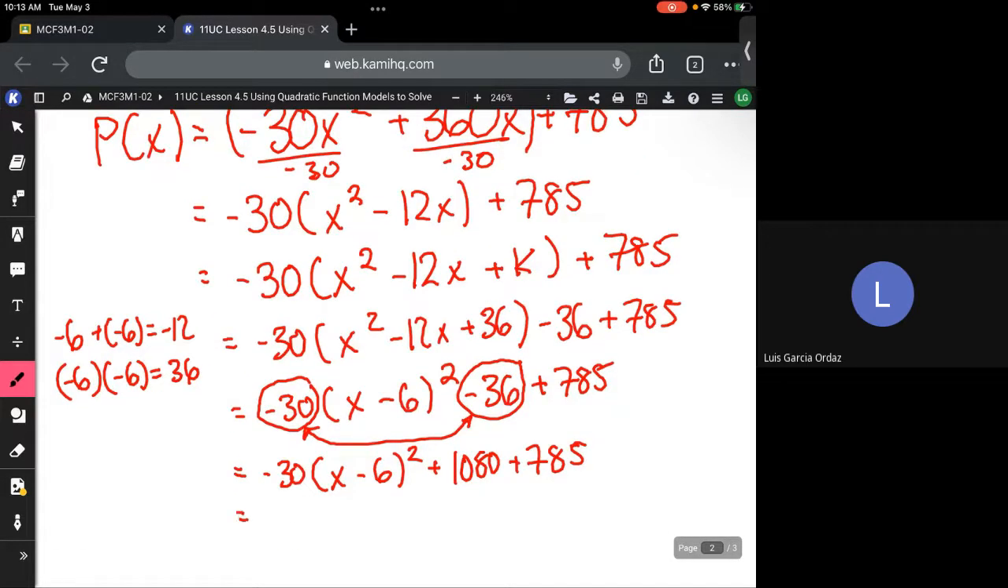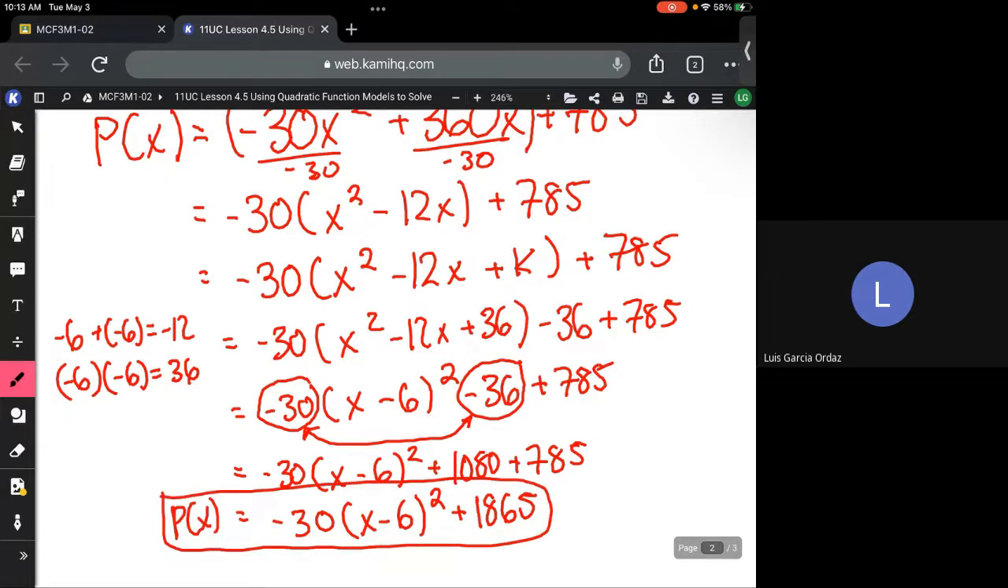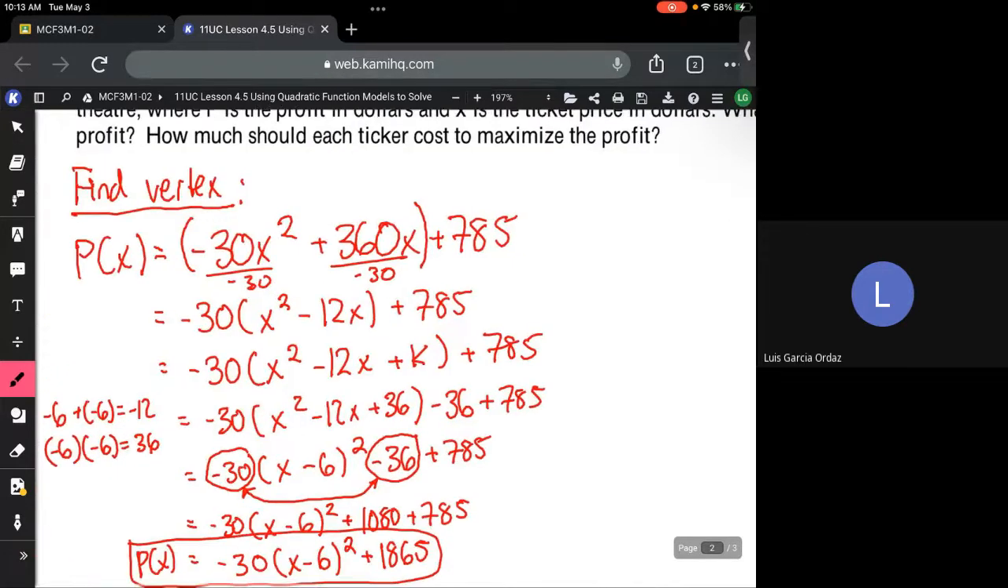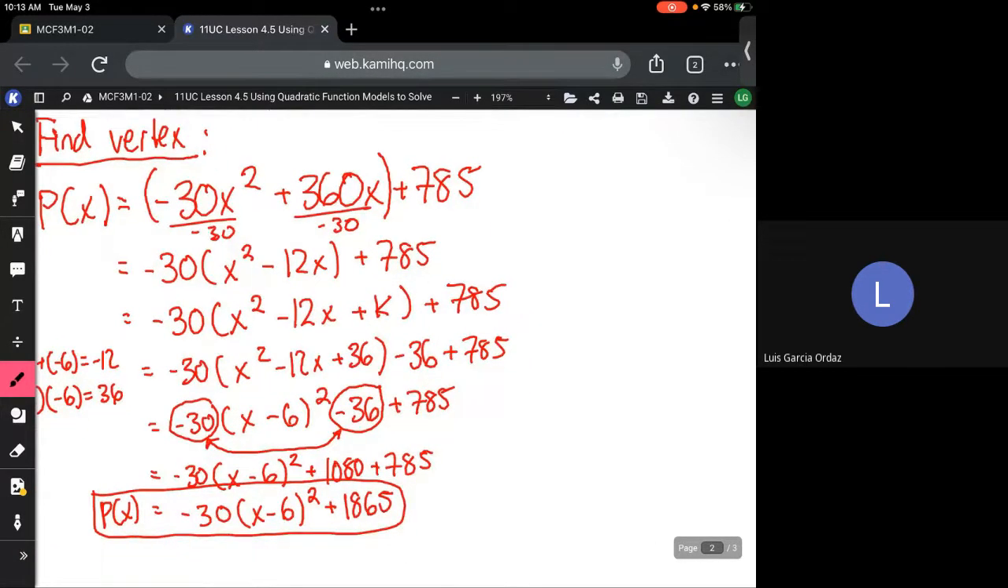Can someone tell me what 1,080 plus 785 is? 1,865? Okay. So this is my function in vertex form. What is the maximum amount that they make in profit? What would it be? Olivia? Yep. Therefore, the max profit is $1,865.